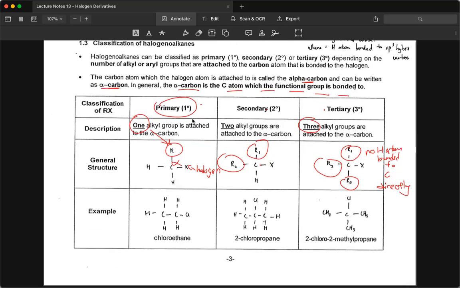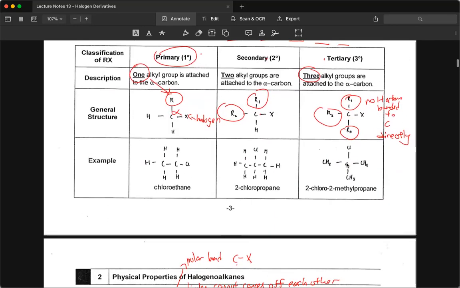Primary haloalkanes have one alkyl group attached to the alpha carbon and two hydrogen atoms attached to this alpha carbon. Secondary haloalkanes have two alkyl groups attached to the alpha carbon, while tertiary haloalkanes have three alkyl groups attached to the alpha carbon, and there is no hydrogen atom bonded to the alpha carbon directly.